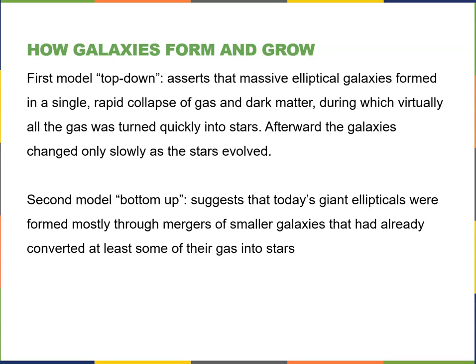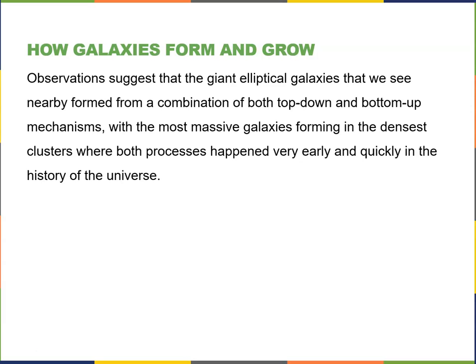The second model is called the bottom-up model, and this model suggests that today's giant ellipticals were formed mostly through mergers of smaller galaxies that had already converted at least some of their gas into stars. So observations suggest that the giant elliptical galaxies that we see nearby formed from a combination of both of these models, with the most massive galaxies forming in the densest clusters, where both of these processes happened very early and quickly in the history of the universe.